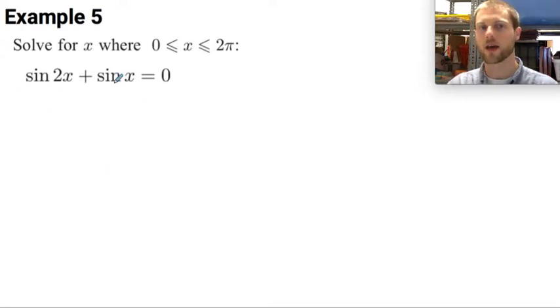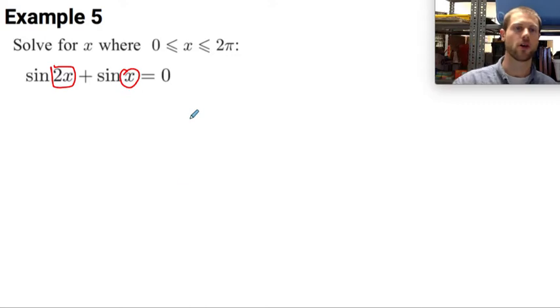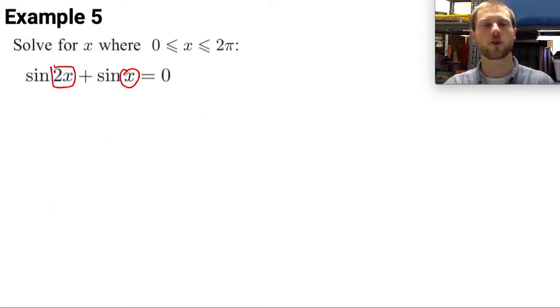As it stands, I can't combine these. They're not like terms. Since I'm taking the sine of 2x, I can't combine it with the sine of x. That's just like if I had the sine of square plus the sine of circle. Those aren't the same things. I can't stick them together anyway. I can't pull this 2 out of this double angle. So we need another way to make this look like something I can manipulate.